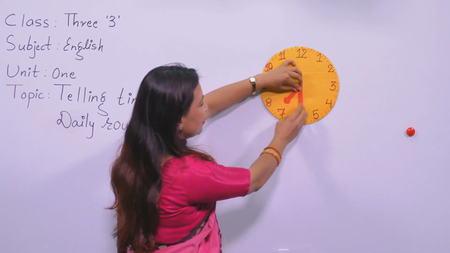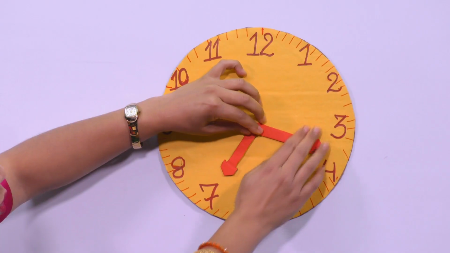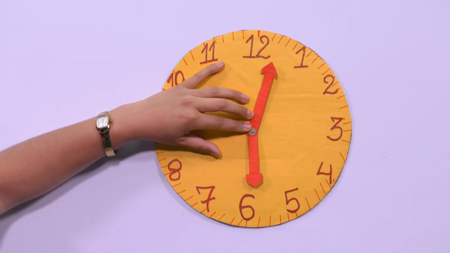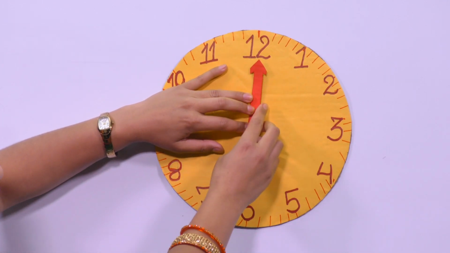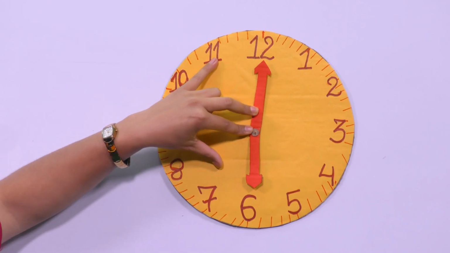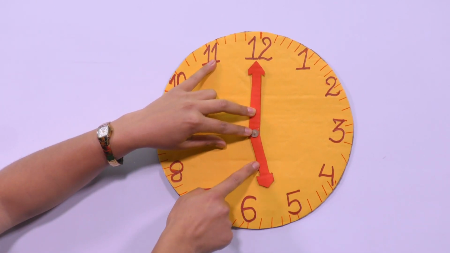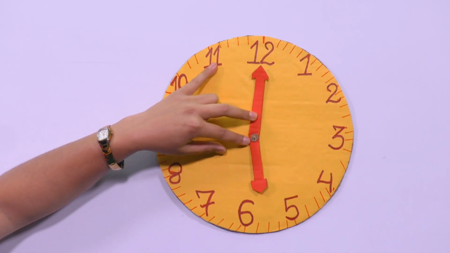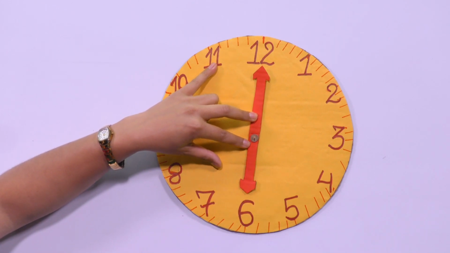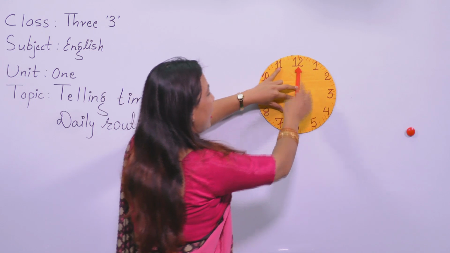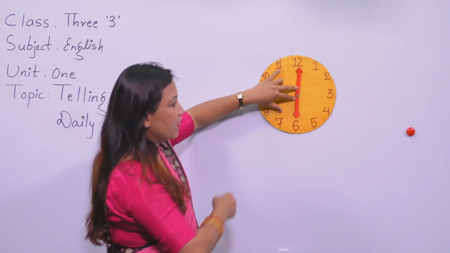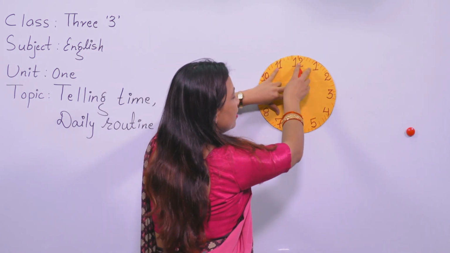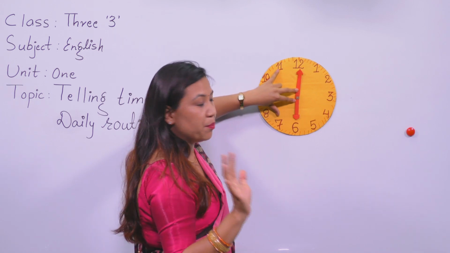Here there are 2 hands. This is one hand and this is another hand. One hand is a little longer than the other. So we call the longer hand the minute hand, and the shorter hand the hour hand. The longer hand is also known as the minute hand and the shorter hand is also known as the hour hand. And one thing you have to remember is the gap between these 2 numbers is equal to 5 minutes.